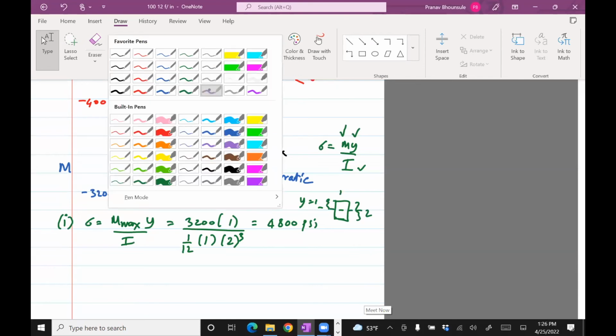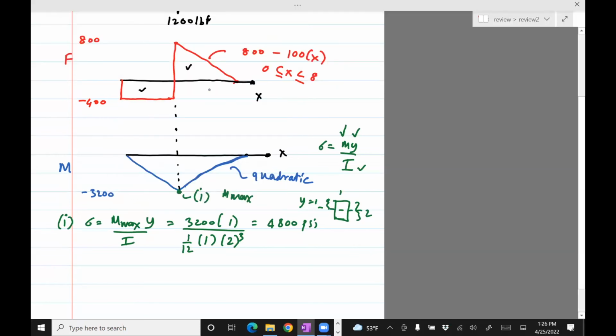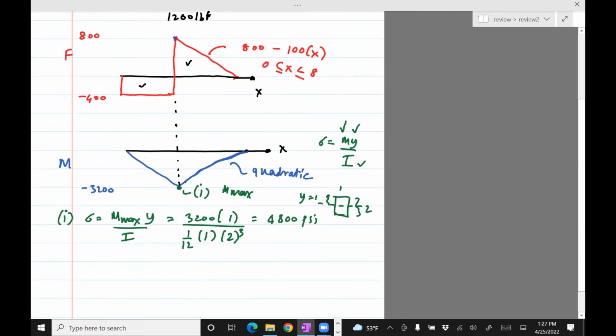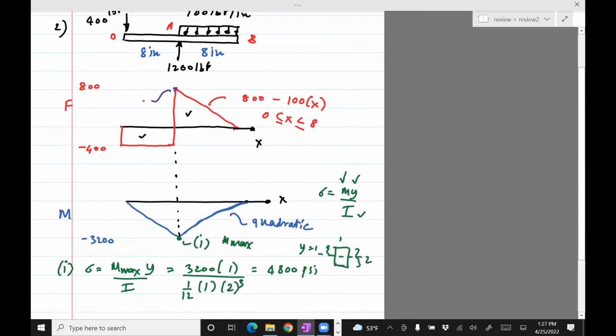Part two, we're asked to compute the maximum shear stress due to V. All we do is look at the shear force diagram and find where it's maximum. So you can see it's maximum right here. This will be our part two.